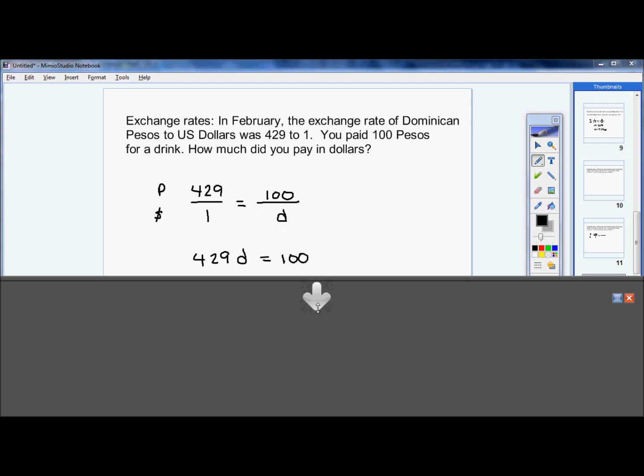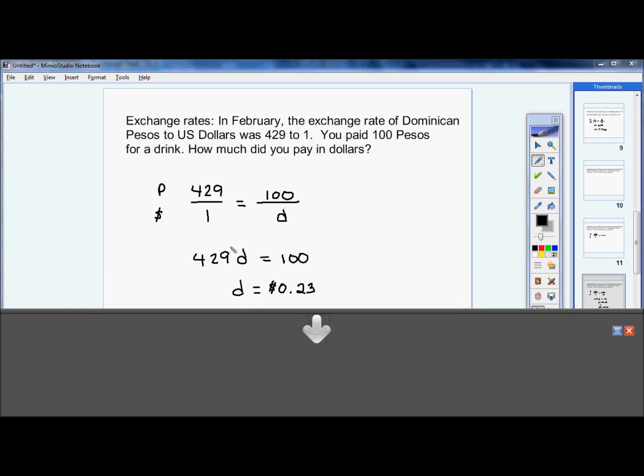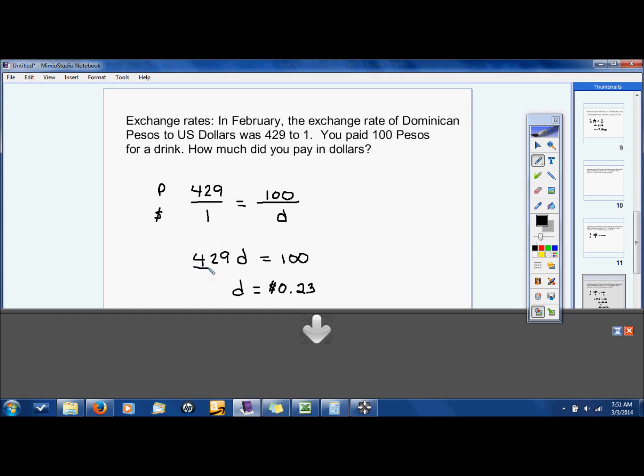429D equals 100. Divide both sides by 429. Be careful, a common mistake is putting the wrong thing in the calculator first. Remember, you're dividing by 429. So remember that 100 has to go in there first. And you get 0.23 and a bunch of numbers after.